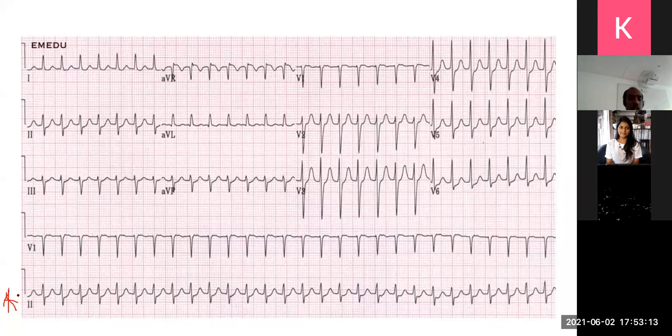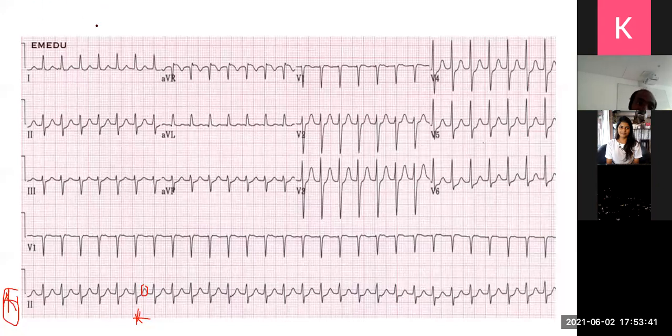Okay, yes, so Isuri has got the answer. It is a nodal rhythm, very good. So nodal rhythm, look at this now. The QRS complex is normal. This is a T wave, not a P wave. You can't see a P wave. Nodal rhythm is essentially no P, and a normal QRS.